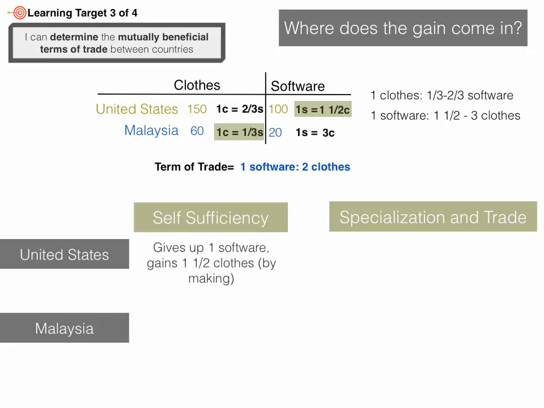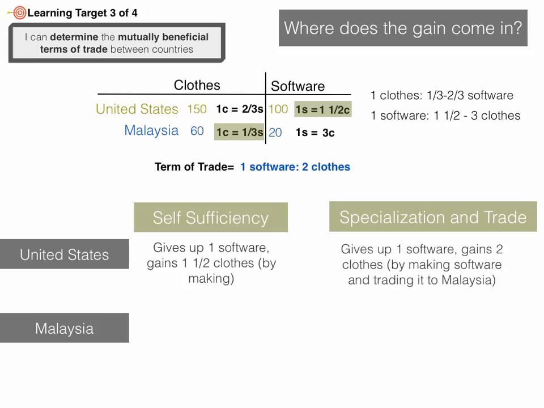Now, with specialization and trade, we're saying that the United States is going to make one software, give it up, trade it to Malaysia, and they're going to receive 2 pieces of clothing in return. The same resources for the United States that went into making 1.5 clothes are now going to get them 2 clothes.